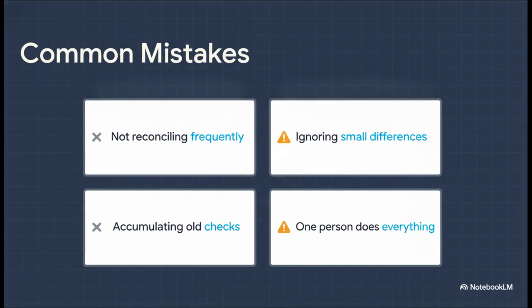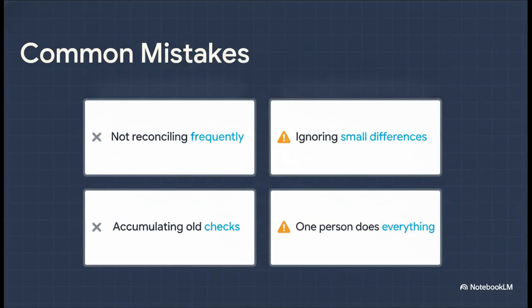Actually, scratch that, never do that. Writing off small differences is exactly how small fraud starts. To an auditor, a $3 discrepancy is like a loose thread on a very expensive sweater. Pull it, and the whole thing might unravel. Every single difference must be explained. Also, don't let those old checks accumulate. And never let one person do everything.